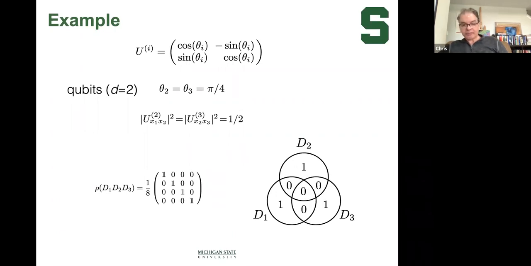The collapse picture basically says in this case that these three measurement devices should be completely independent, and the quantum Venn diagram would look like that.